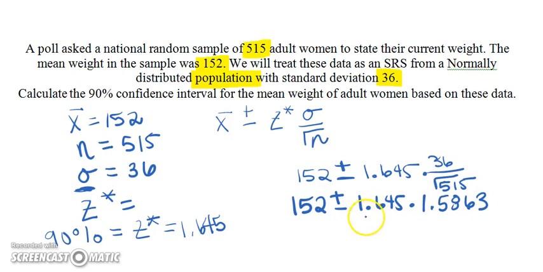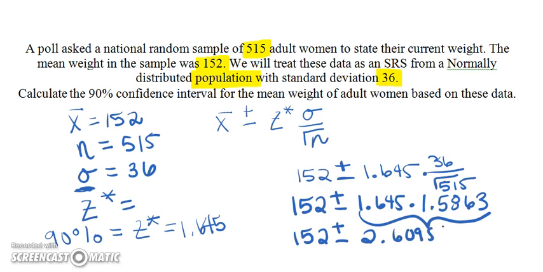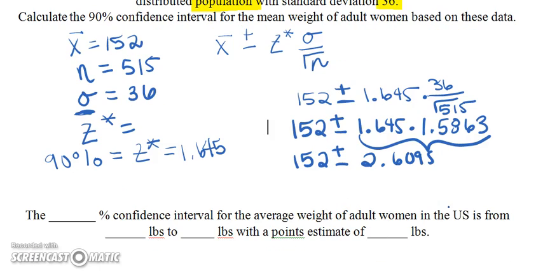Now I should calculate my margin of error. My margin of error is always my critical value times the standard error. So here my confidence interval is made up of my point estimate, 152, plus or minus my margin of error. If I multiply these together, I get 2.6095. And I'm almost done with my confidence interval.